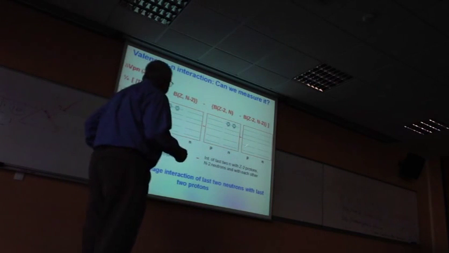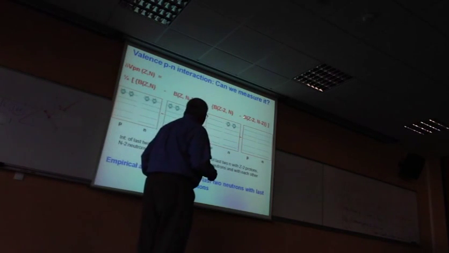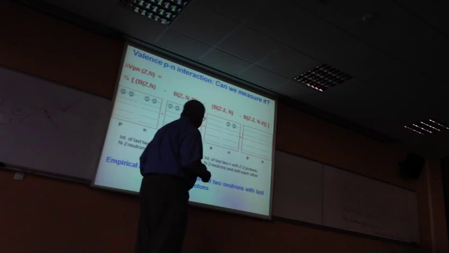When I do this difference, that's going to give me the interaction of the last two neutrons with Z minus 2 protons, because now they're only Z minus 2, with all the other N minus 2 neutrons, and with each other.